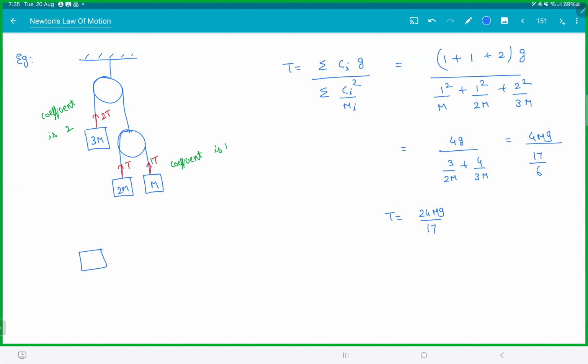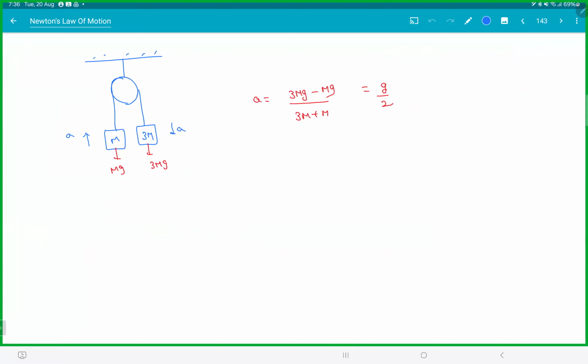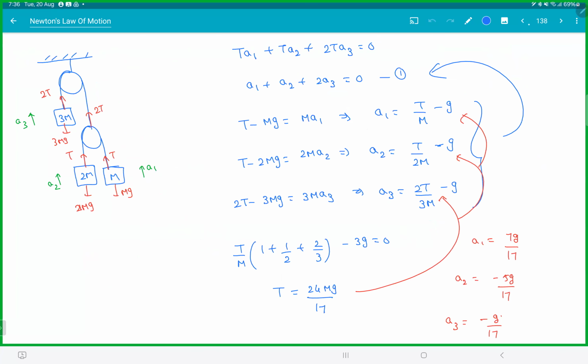Let's take the 3m block. On the 3m block the tension is 2T. Mass is 3m. I'll take acceleration up. So 2T minus 3mg. Once you got the tension, you can find acceleration in every string, every block: 3ma. Substitute here. 48 mg by 17 minus 3 mg is equal to 3ma3. We'll get a3 is equal to minus g by 17. It's going down. Isn't that the answer? They got tension 24 mg by 17, acceleration minus g by 17.